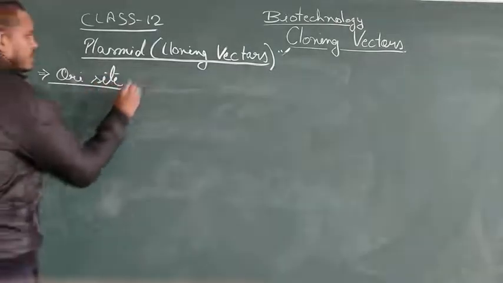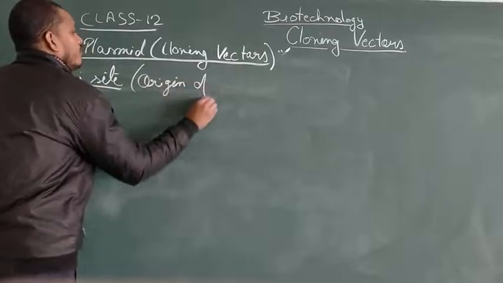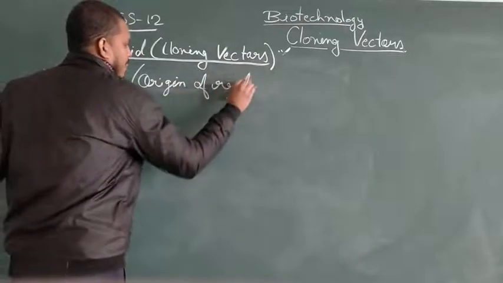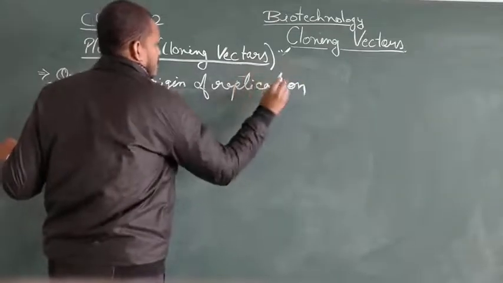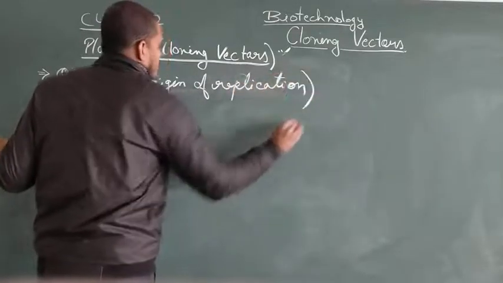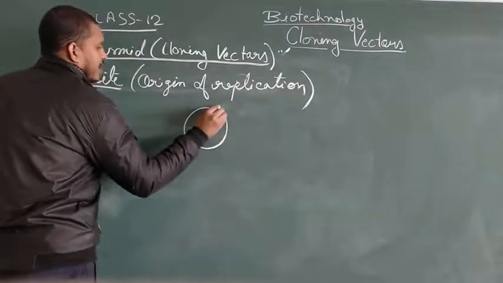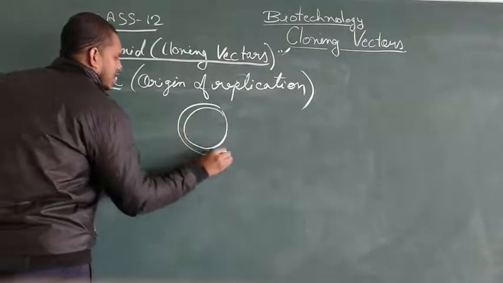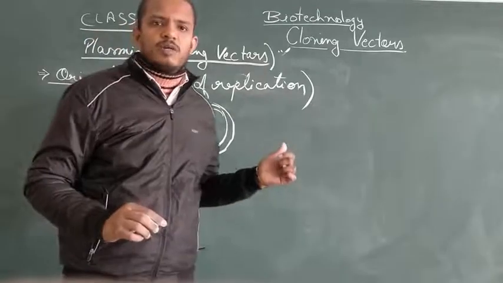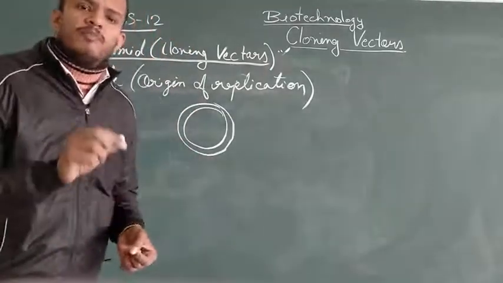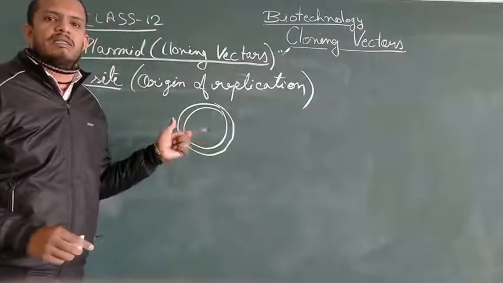Origin, known as origin of replication. When you talk about the structure of a plasmid, what will happen? They need to be replicated, then only their copy number is going to be multiplied. So there must be some place in this from where the process of replication starts.